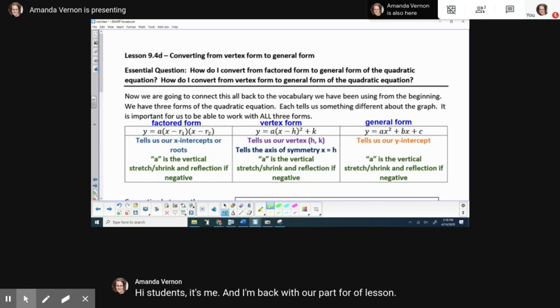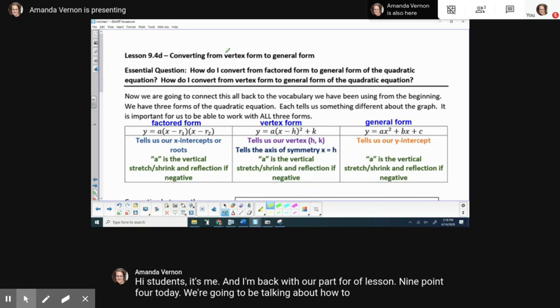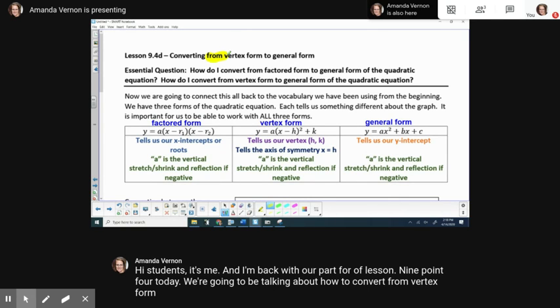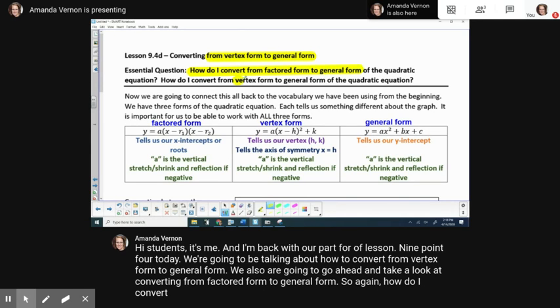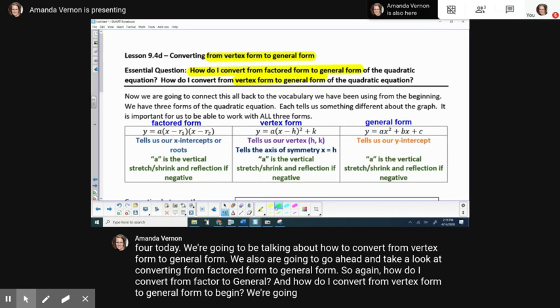Today we're going to be talking about how to convert from vertex form to general form. We also are going to go ahead and take a look at converting from factored form to general form. So again, how do I convert from factored to general, and how do I convert from vertex form to general form? To begin, we're going to review the three forms and what they tell us.